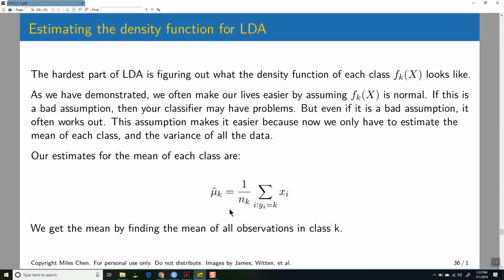So the mean for each class is just the mean of the observations in that class. You just say, which observations belong to class k? And then you take the mean of those observations. That's about as straightforward as it gets, right? You say, in my data, these 20 people belong to class 1. What's the mean of these 20 people? There you go. These 50 people belong to class 2. What's the mean of those 50 people? There you go. Mu hat sub 1 and mu hat sub 2.